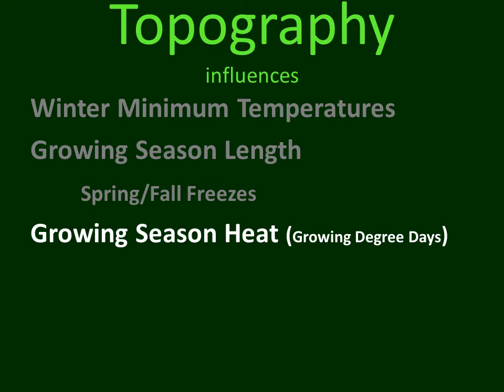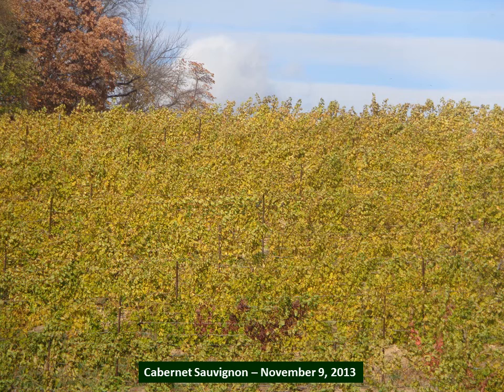Okay, topography then also influences the growing season heat, the growing degree days that we talked about in video 39. Here we are on that Cab Sauvignon slope once again, and you can see that we are still having a growing season of sorts. Even though the leaves are getting quite senescent, there's still some function going on.